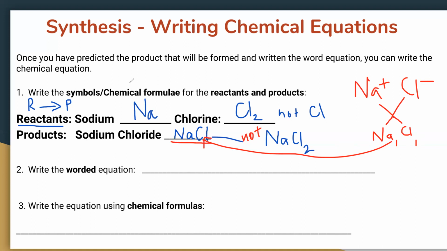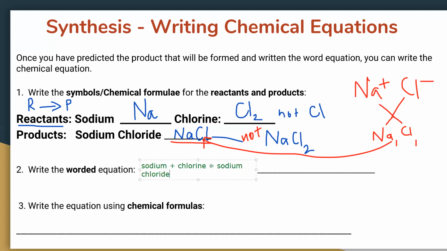Write the worded equation. So now with the worded equation, all you're doing is you're writing it in words, okay? So you're gonna write sodium plus chlorine. Here you're not writing chloride because we're just looking at it as an atom now. Okay, so sodium plus chlorine equals to sodium chloride.